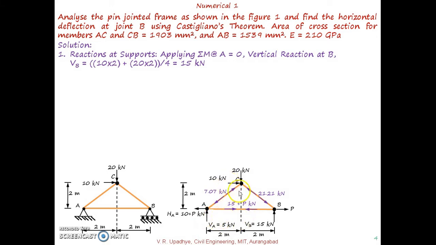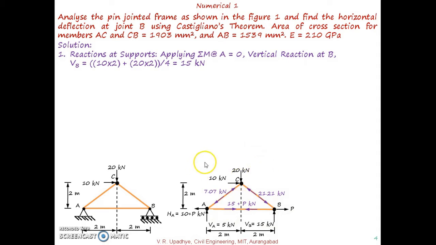So 10 into 2 plus 20 into 2, and if we are assuming that VB is vertically upward initially, then moment of that about A will be VB into 4, that is distance between the reaction at B up to support A. So that will be VB into 4, and that is anti-clockwise, so that is minus. So total equation is 10 into 2 plus 20 into 2 minus VB into 4 must be equal to 0.